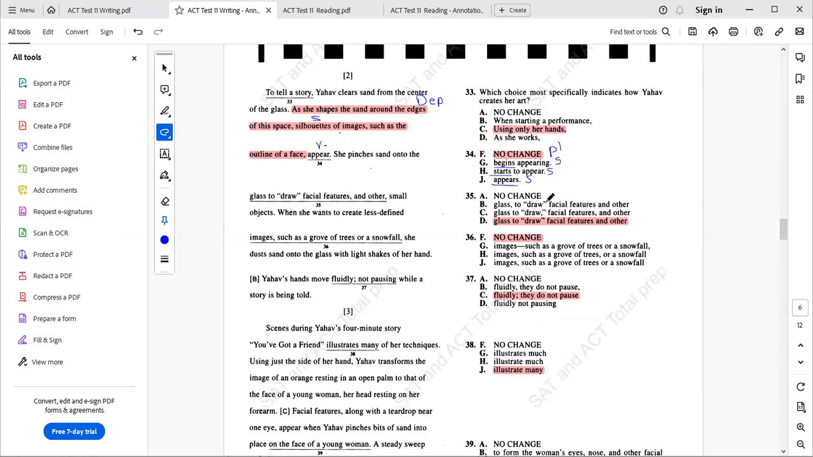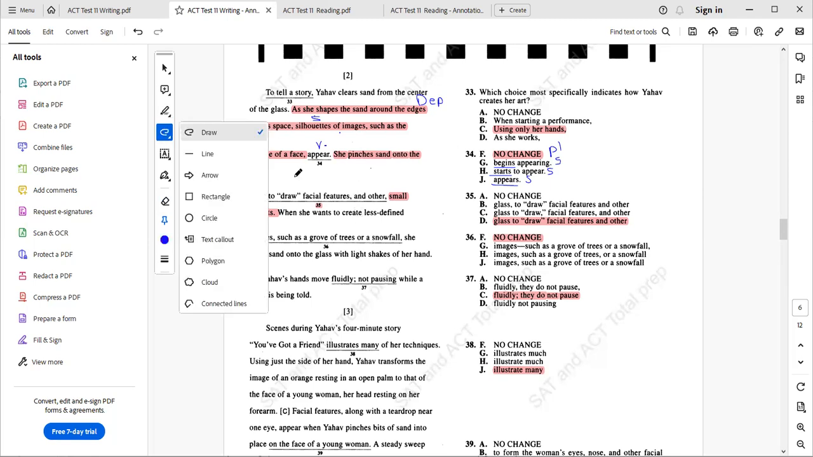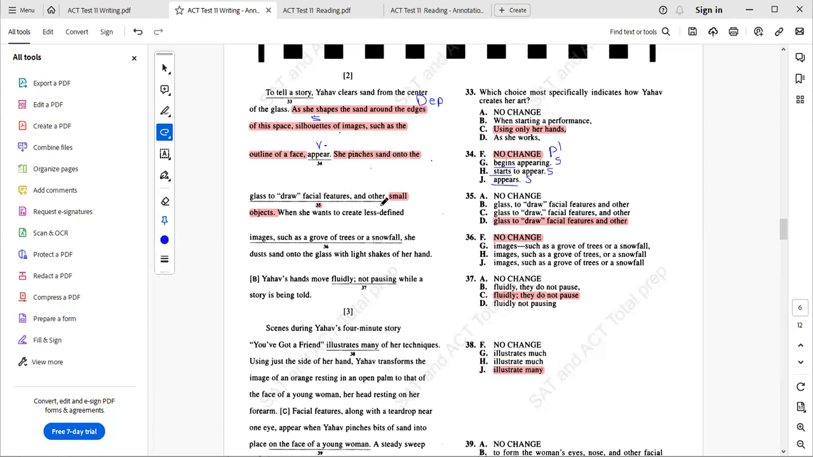Okay. 35, you got it wrong also. He said, she pinches sand onto that. I need the object of the preposition again. So she pinches sand onto the what? Small objects. Take care. There's a comma before it, if it's right. If it's right. I don't know. So she pinches sand onto the glass to draw facial features and other small.